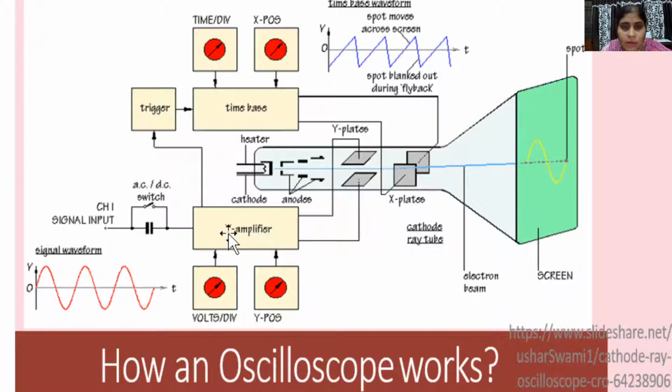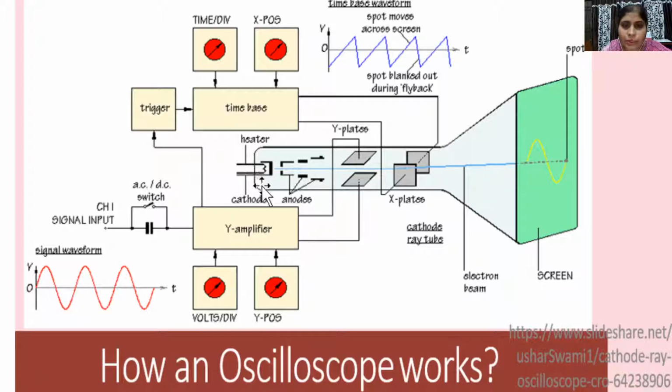Now see, the Y amplifier is doing the amplification of the input signal. Trigger circuit triggers the time-base generator, and this time-base generator will generate the sawtooth waveform. This sawtooth waveform is going to the horizontal deflection plate. This input signal is going to the vertical deflection plates.